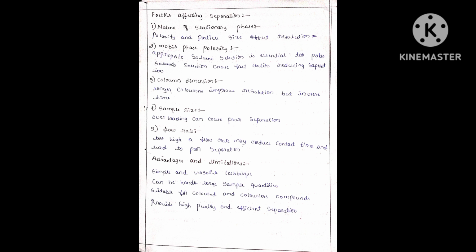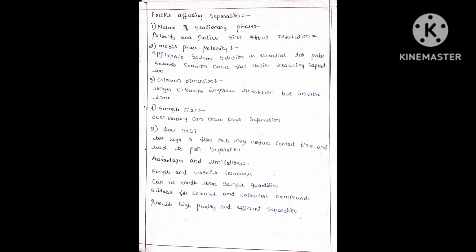Factors affecting separation. First, nature of stationary phase: polarity and particle size affect resolution. Second one, mobile phase polarity. Appropriate solvent selection is essential, as a highly polar solvent causes fast elution, reducing separation. Third one, column dimension. A longer column improves resolution but increases time. Fourth one, sample size. Overloading can cause poor separation. Fifth one, flow rate. Too high a flow rate may reduce contact time and lead to poor separation.